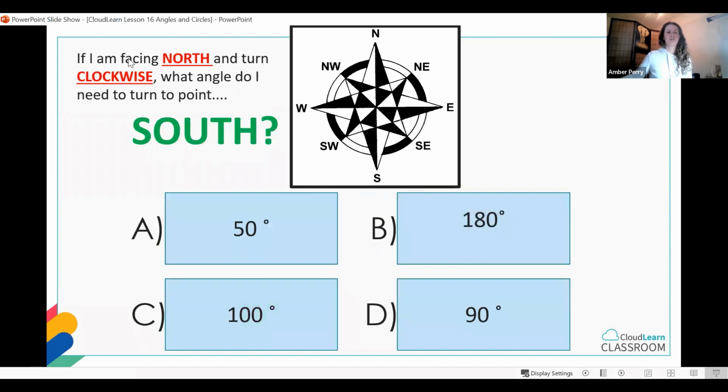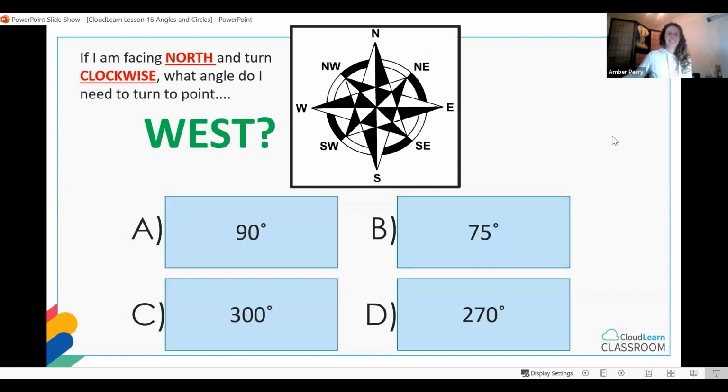Okay, same question. From the north, turning clockwise, what angle do I need to turn to point south? I'm going to do this really fast. Is it A, 50, B, 180, C, 100, or D, 90? Okay, brilliant. Really quick. 100% correct. Well done. It was B, 180 degrees.